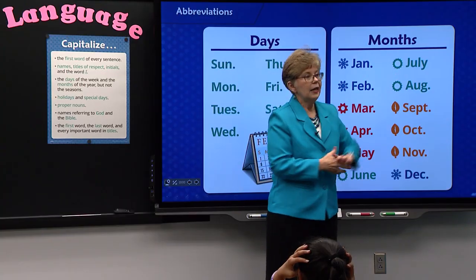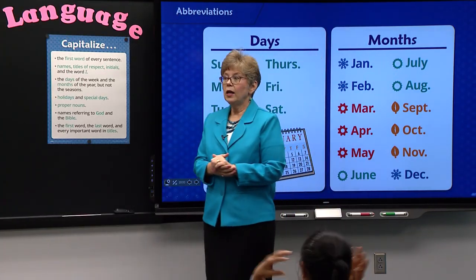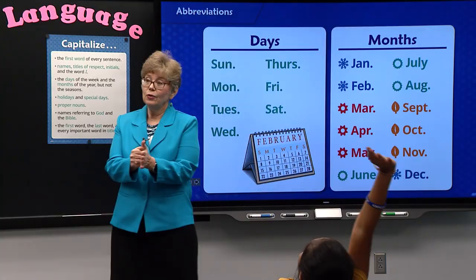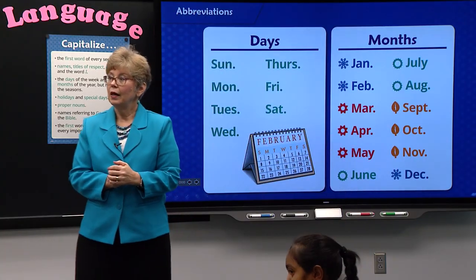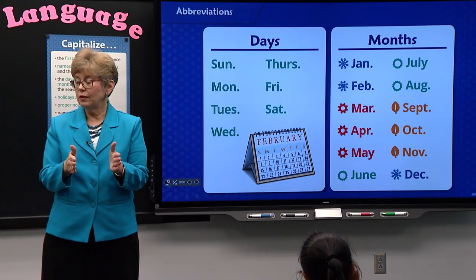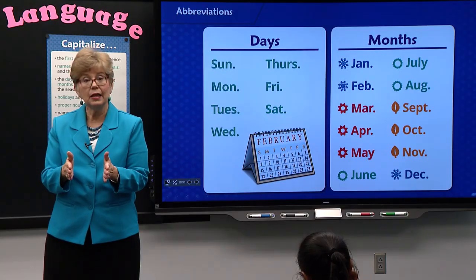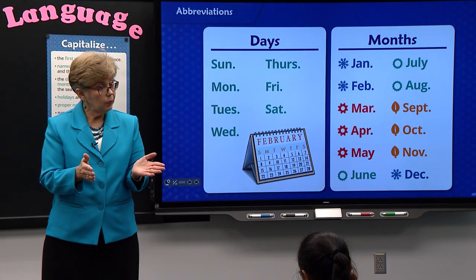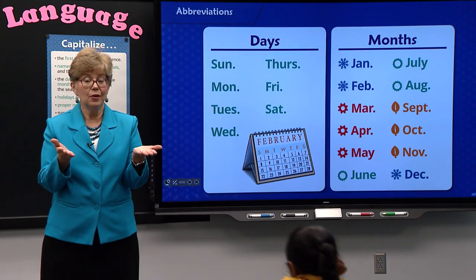Look at July. Can you think why there might not be a period at the end, William? They're already short. They're the whole word. It's the whole word. The name of the month is very short, and it's the whole word. We didn't leave any letters out, so we don't need to put a period. Stand, please. Here we go.